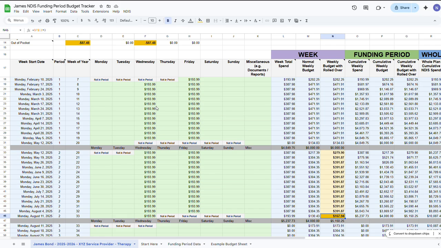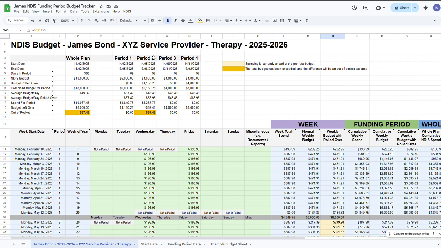So if I scroll up to the header, it tells me in period 2, my original budget was $4,000. I had $1,150 rolled over. So my combined budget for period 2 was $5,150. I spent $5,237, and that means I have a shortfall of $87.48. So that money of $87.48, I cannot claim that from period 3.